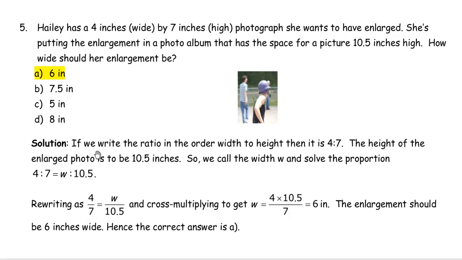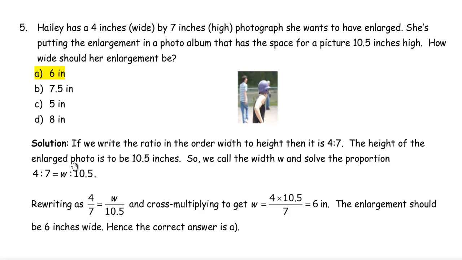And so in the solution, we're going to write the ratio in the order width first, height second. So width to height is 4 to 7 because it was 4 inches wide by 7 inches high. So remember, we're writing the ratio with the width first. It's important to note that so that you write both ratios in the same order. You can't write the first one with the width first and the second one with the height first. That just doesn't work. You have to write them in the same order.